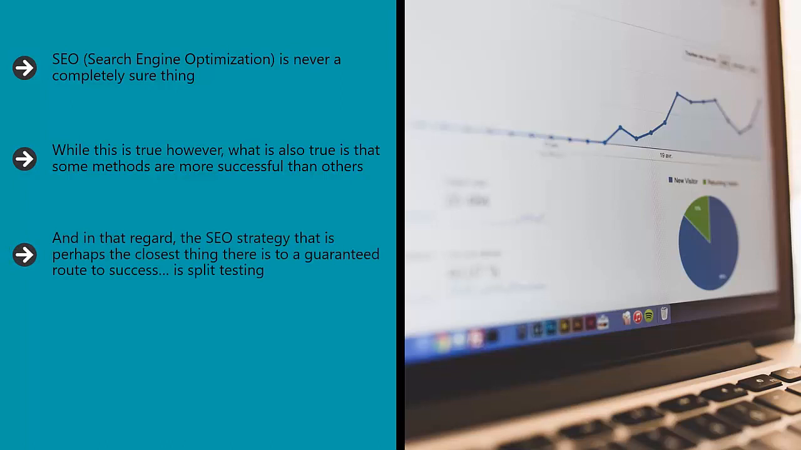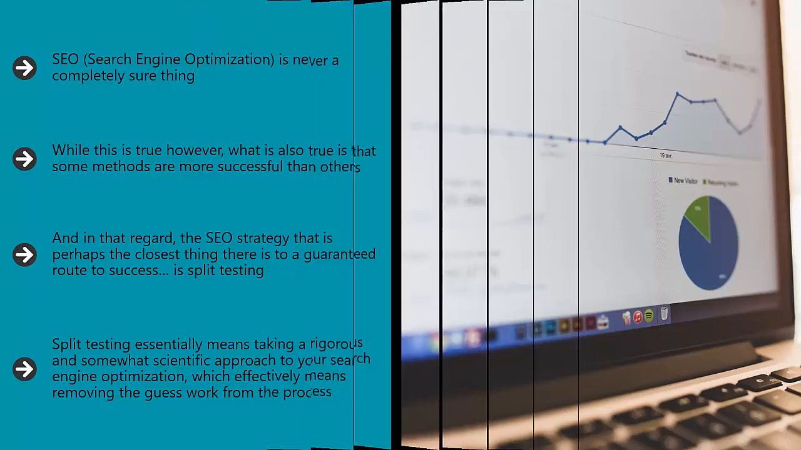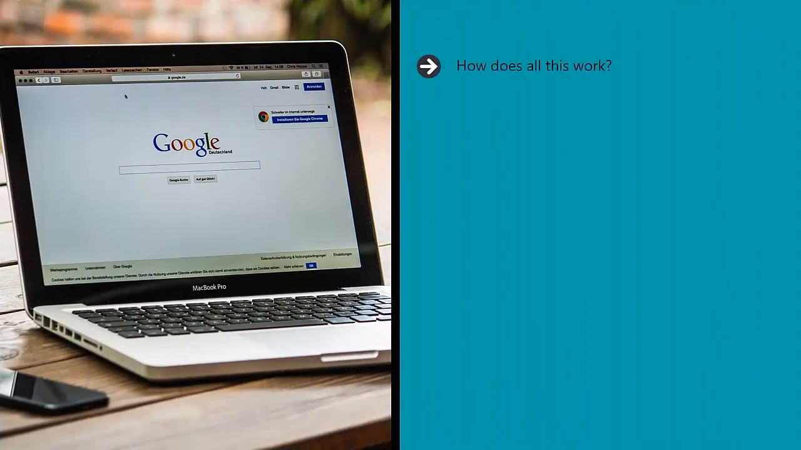And in that regard, the SEO strategy that is perhaps the closest thing there is to a guaranteed route to success is split testing. Split testing essentially means taking a rigorous and somewhat scientific approach to your search engine optimization, which effectively means removing the guesswork from the process. In fact, what split testing really amounts to is helping your site to evolve to become the most optimized version of itself. How does all this work?